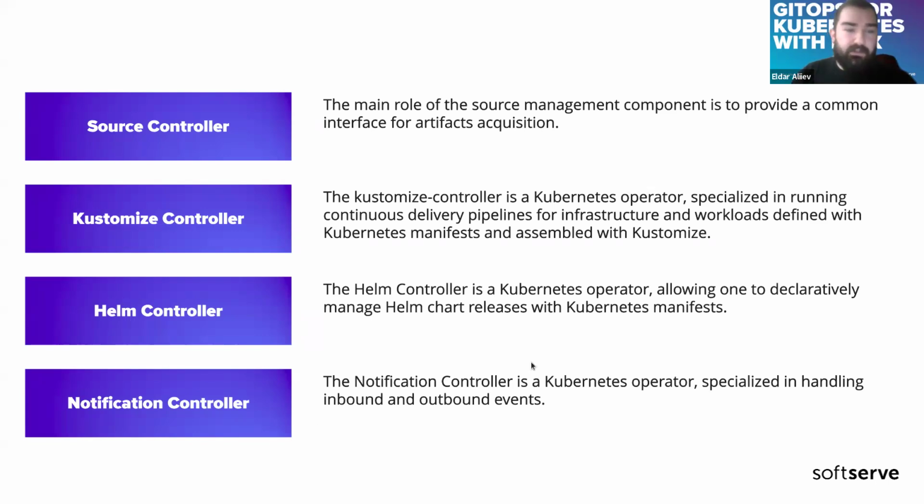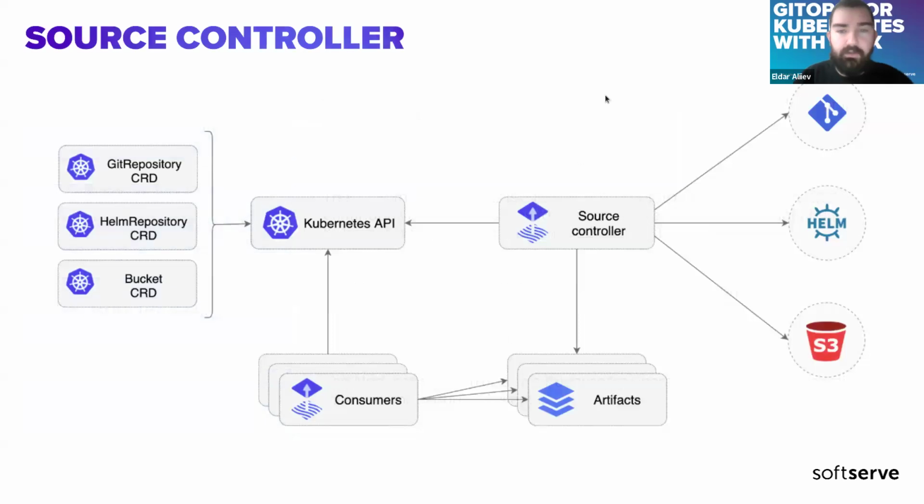That's about the controllers. So there are four main controllers. Additionally, we have two extra controllers related to image pulling and image automation, and we have a separate section for the image automation. Now, how the source controller works. Here three types of resources are presented, but we have four, so the OCI repository will also be presented here.